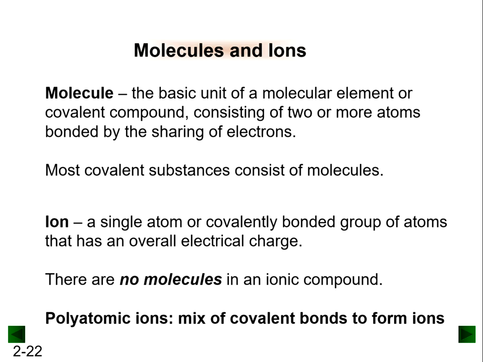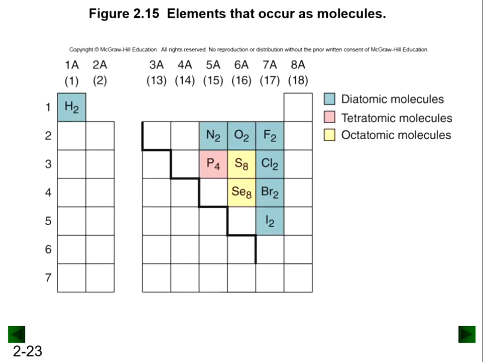Ions are individual atoms or a covalently bonded group of atoms that has an overall net charge. Ionic compounds are not in themselves molecules, but they can be involved in forming molecular systems. Polyatomic ions are a mix of covalent bonds to produce a system that overall has a net charge, or it's ionic.